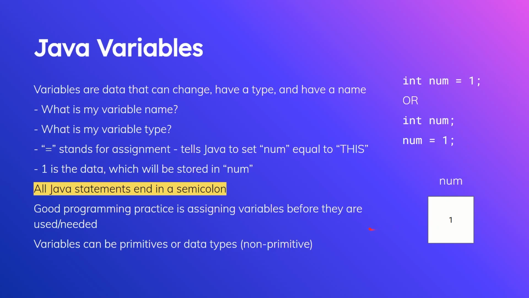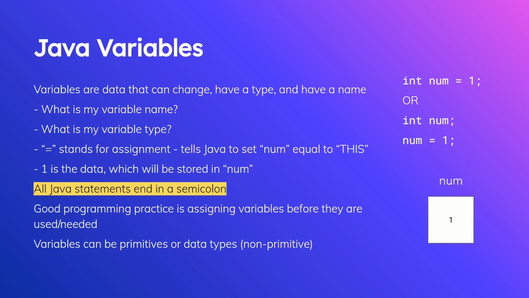Good programming practice is assigning variables before they are used or needed. Let's say you're making a program for your robot. You want to make variables for the hardware that you'll be using. So you're going to make variables for your left motor and your right motor, your back left, back right, and you can initialize those variables ahead of time so that later on in the code you can then manipulate and use those variables. Well, not really variables, those are really objects, but we'll get to that later with classes.